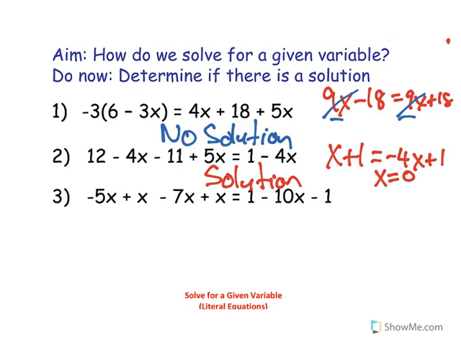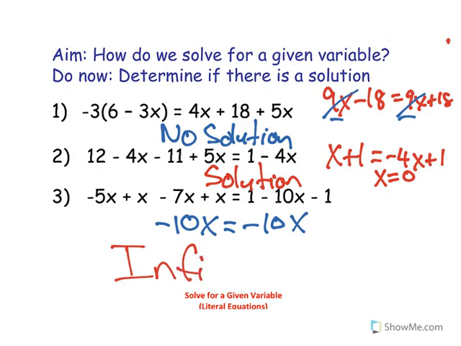And let's look at the last one. So when I combine all these x terms on the left, I get negative 10x. When I combine everything on the right, 1 and negative 1 is 0, I get equals negative 10x. Now, as far as I know, negative 10x is always equal to negative 10x. And I will say I have infinitely many solutions.